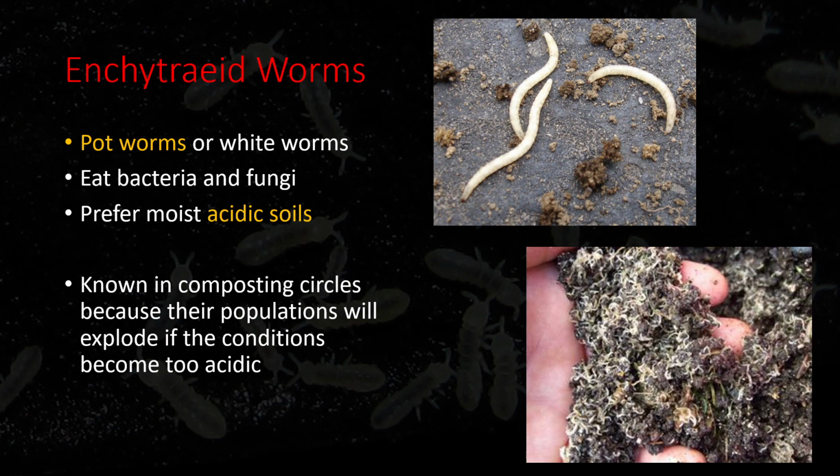And that's why they're called potworms, because people would get them when planting plants when the soil becomes too acidic. Then you'll get this like explosion of these little white worms everywhere. And they're harmless to humans. They're eating the explosion of bacteria and fungus that are growing in that wet, acidic soil.